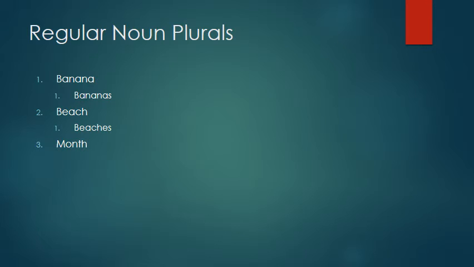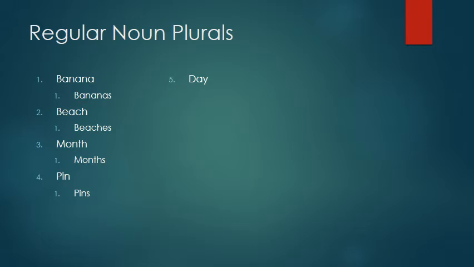Here we have month. Now this one is easy to get confused about because some of you may think that month is like sh or sh, but it's not. So we don't say month is, we say months. It's a common mistake that some ESL students make. So here we have pin. This is ending in a consonant, so this is just pins.